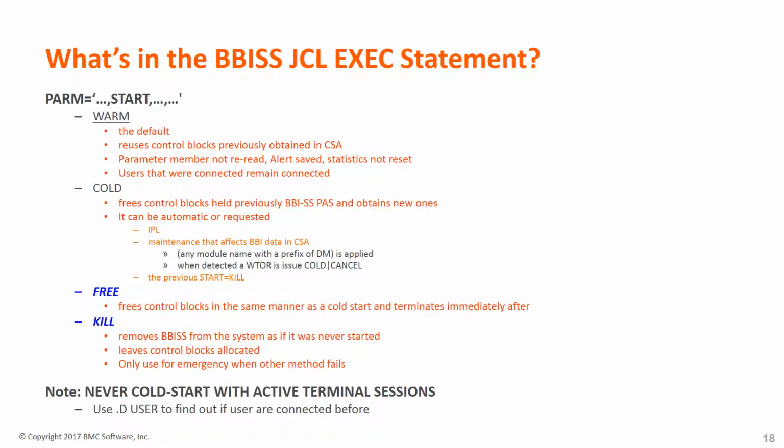There are several values that are specified on the parm statement, and we're going to talk about those now. The first one is the default for the type of start to have, and that's a warm start, which reuses any control blocks that are out there in CSA. It doesn't reread its parameters. It keeps its alerts, all that stuff. So it really is a warm start. Keeps things pretty much the way they were.